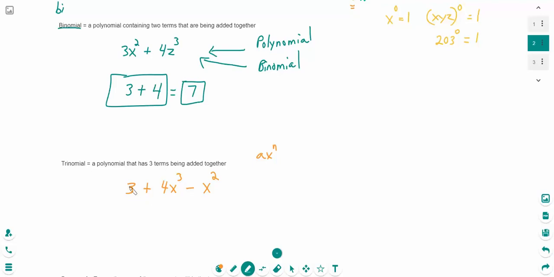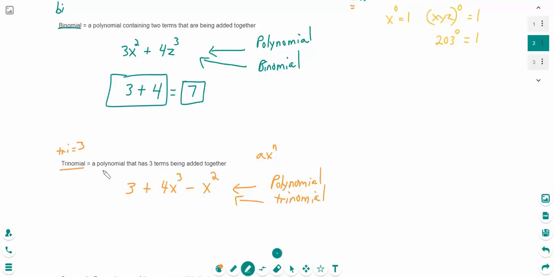Therefore, we can count them up. So there are 1, 2, 3 of them, so we're going to call it a trinomial. And just like bi means 2, tri means 3. Okay, so it's a 3-term polynomial. And again, you could call this a polynomial, which is kind of the broader definition of it. Or you could call it a trinomial, because there are three of them.